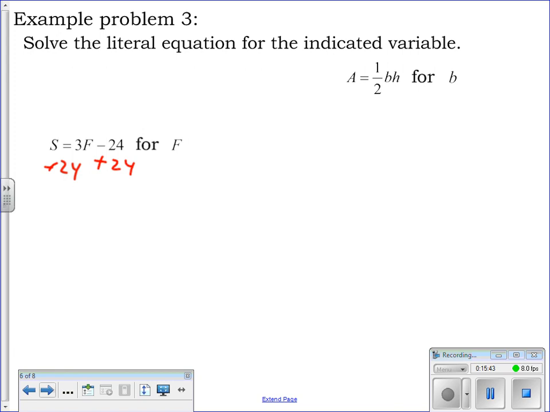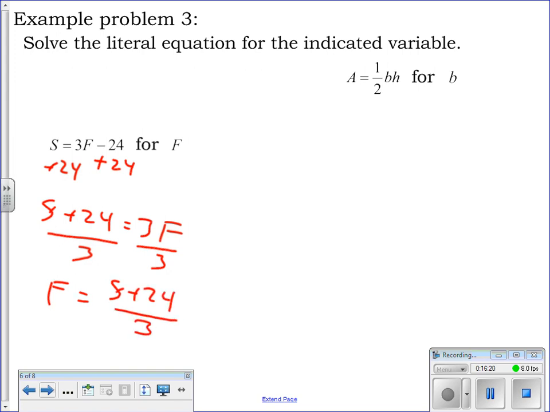The difference is s and 24 cannot be combined into one thing. It is s plus 24 equals 3f. I can't put s and 24 into one thing like 3 plus 24 would be 27. I don't know what s is. I can't combine it together, but I can have it as an expression. I still want to get f by itself. What do I do? Divide by 3. And I get f equals s plus 24 over 3. And that's the answer.